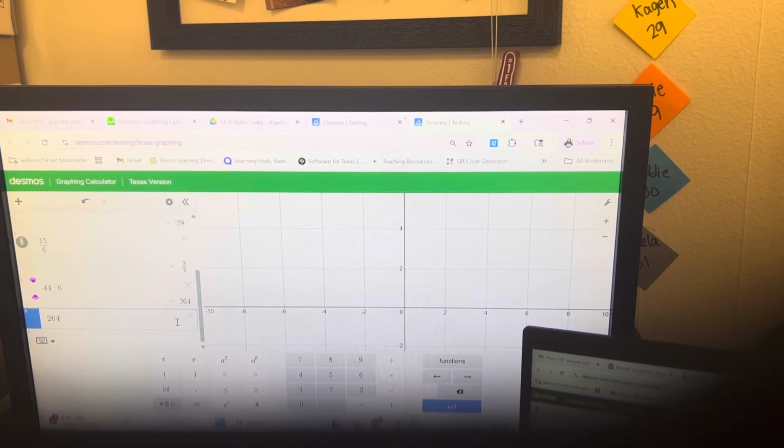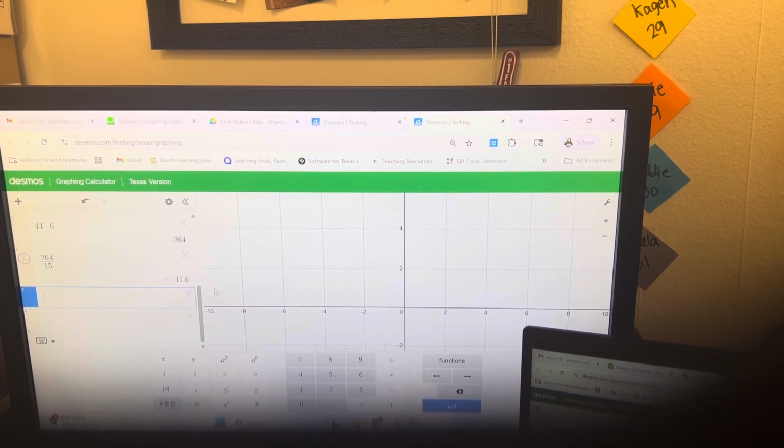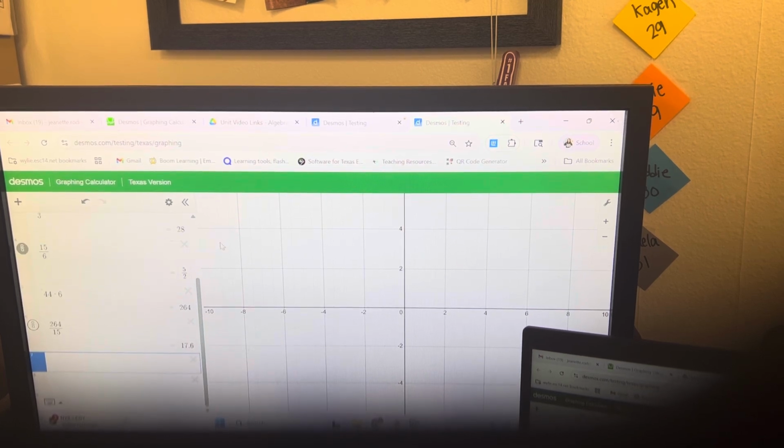So I'm gonna do 264 divided by 15, and I get 17.6. And then if I wanted to change that to a fraction, of course, just hit the fraction icon. I feel like it doesn't like me. There we go, 88 over 5, which is the equivalent.